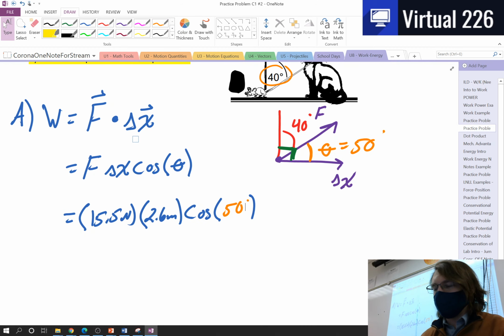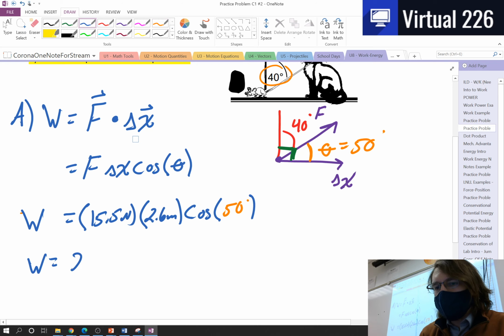So if we take all this together and multiply it, because Chelsea can't do that herself, she's just a cat. Make sure that you're in degrees if you're using degrees. We find that the work done by Chelsea the cat is just about 26 newton meters, which we can write as joules.